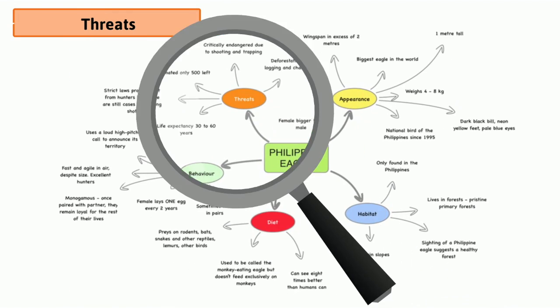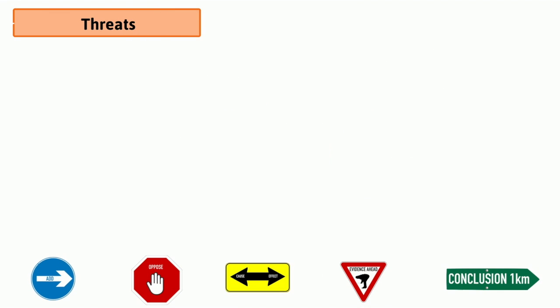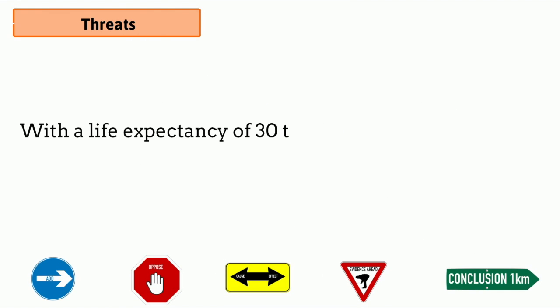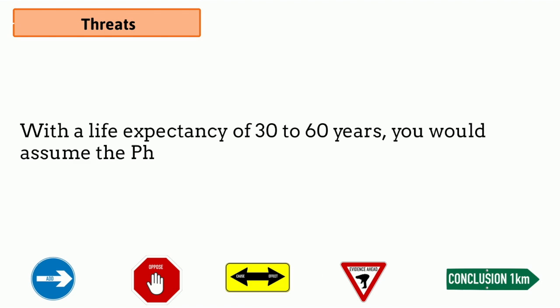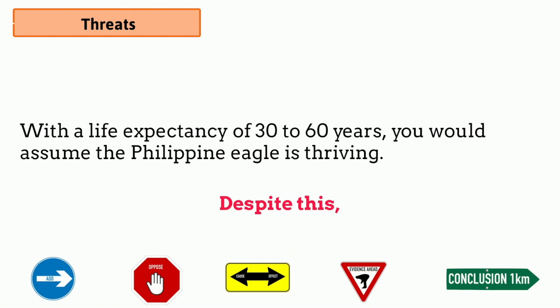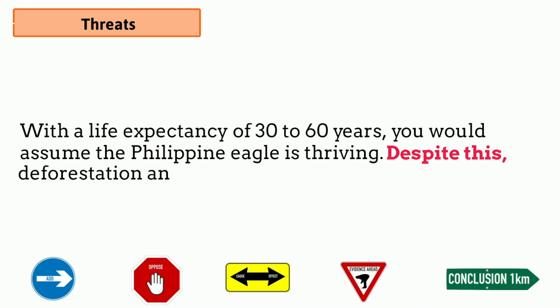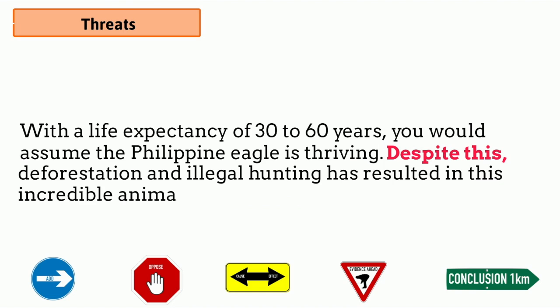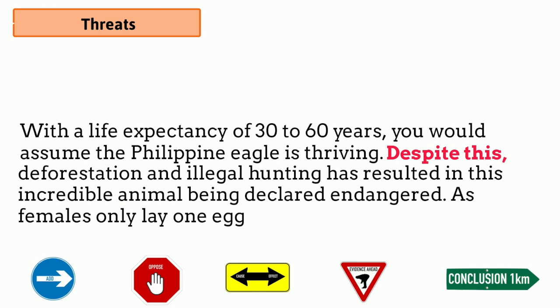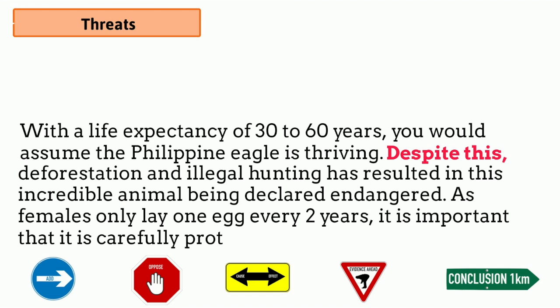Onto the threat section. With a life expectancy of 30 to 60 years, you would assume the Philippine eagle is thriving. Opposition signpost. Despite this, deforestation and illegal hunting has resulted in this incredible animal being declared endangered. As females only lay one egg every 2 years, it is important that it is carefully protected until numbers increase.